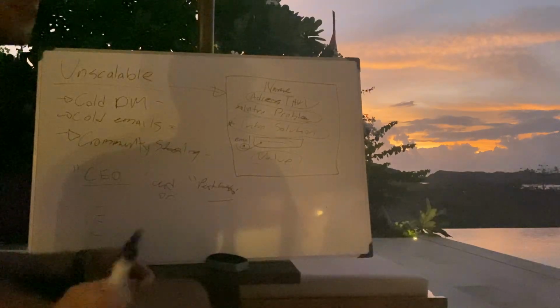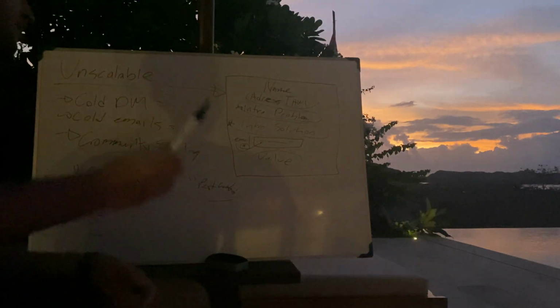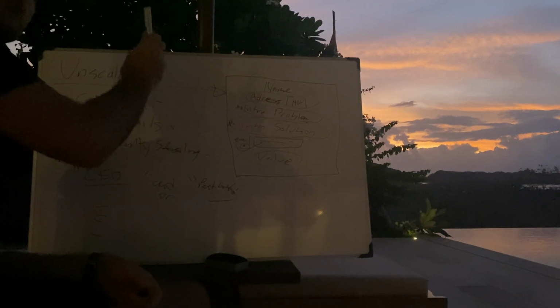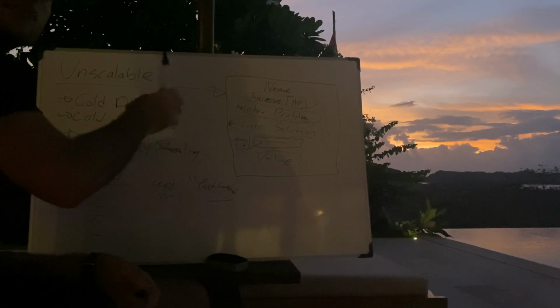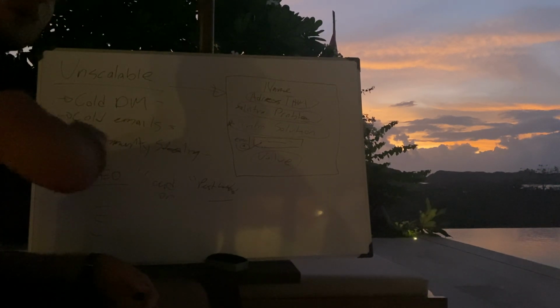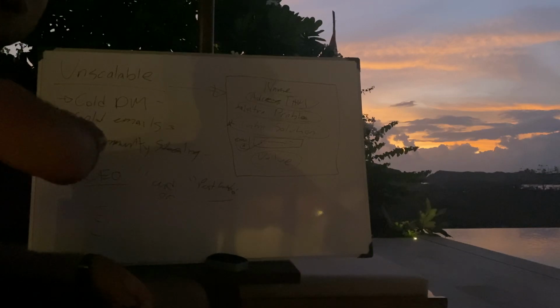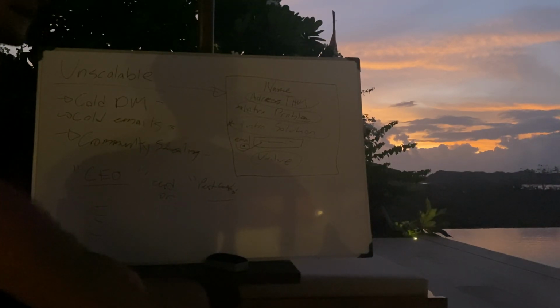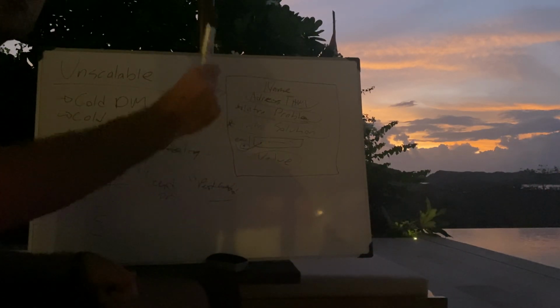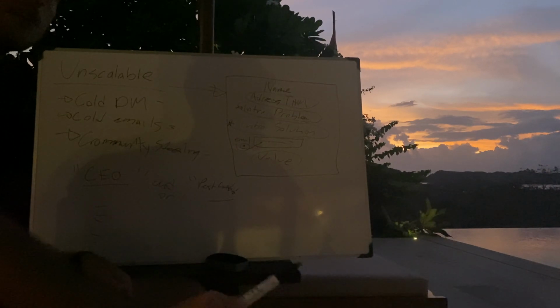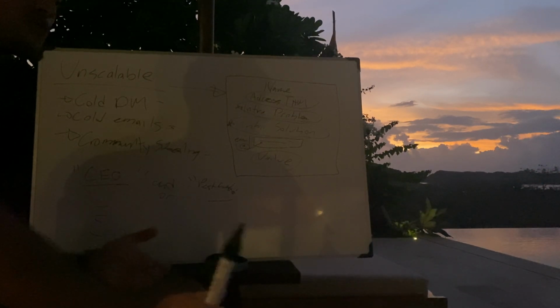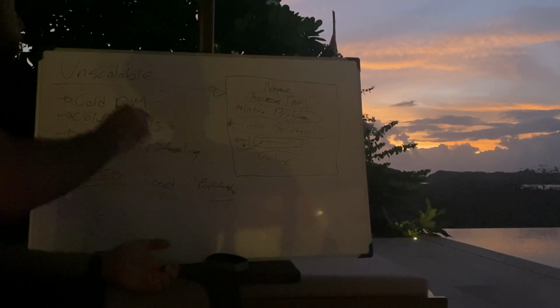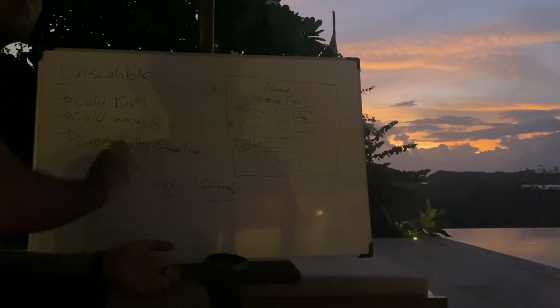So again, to recap, I want to keep this short. In order to drive traffic to a waitlist landing page, when you don't have money, you don't have partners, you don't have labor or resources, you need to do actions that are unscalable, things that you can see results for almost immediately without spending resources because you don't have them. So cold DMs, cold emails, community stealing.